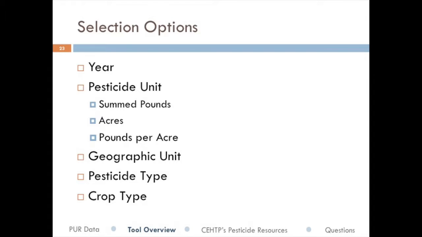Either the total sum of pesticides applied, the total number of acres that pesticides were applied to, or the pounds per acre, which serves as a measure of concentration. You can also change the geographic unit, pesticide type, and crop type. I'll talk a little bit more about these right now.